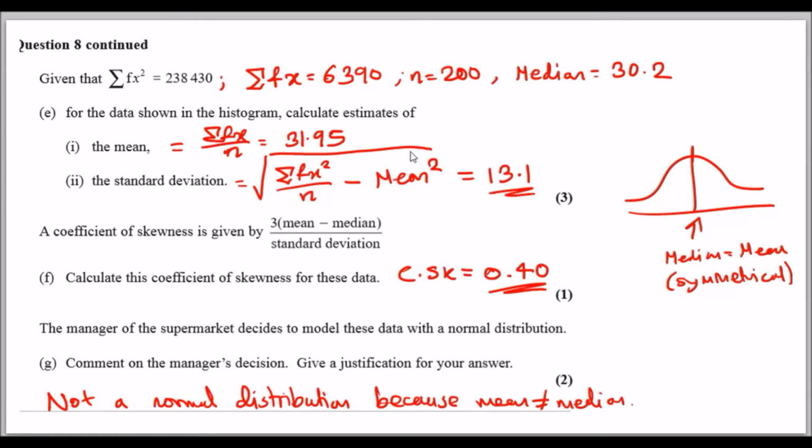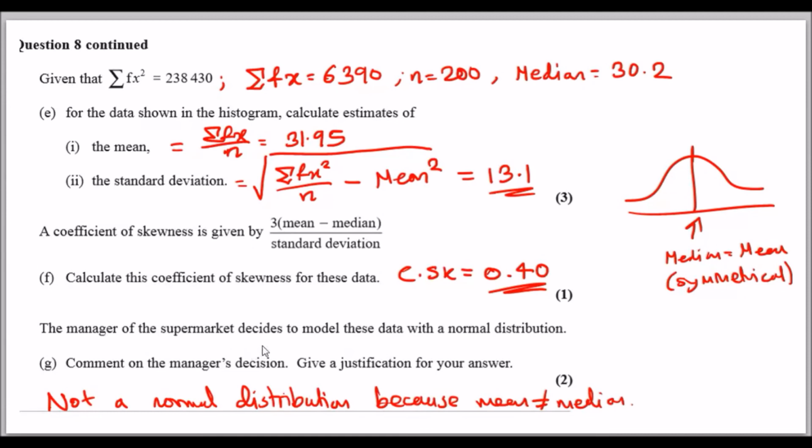The standard deviation, however, is very similar. So ignore the square root for a second. If you simply put the sum of fx squared, which is this result, over n, minus the mean squared, this will give you the variance. Square rooting this will give us the standard deviation, which is 13.1. So yeah, these are self-explanatory, I suppose. Now, next one. The coefficient of skewness is given by 3 times the difference between the mean and median over standard deviation. Calculate this coefficient of skewness for this data. Very straightforward. Just plug in your mean and median and you get 0.40.